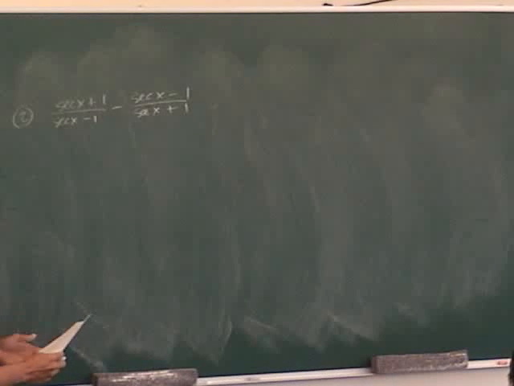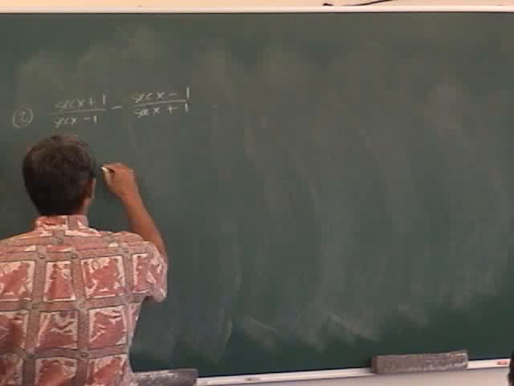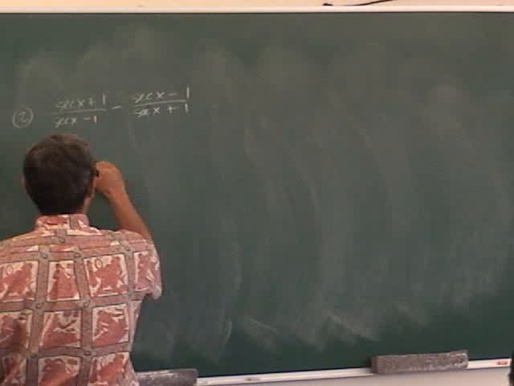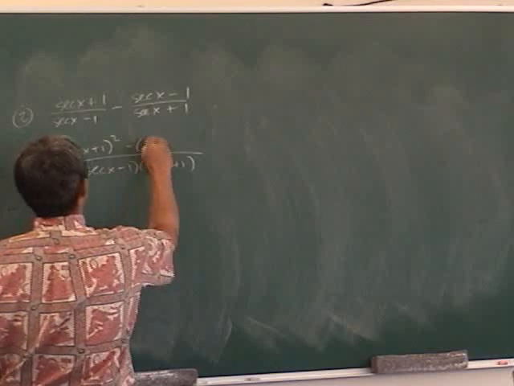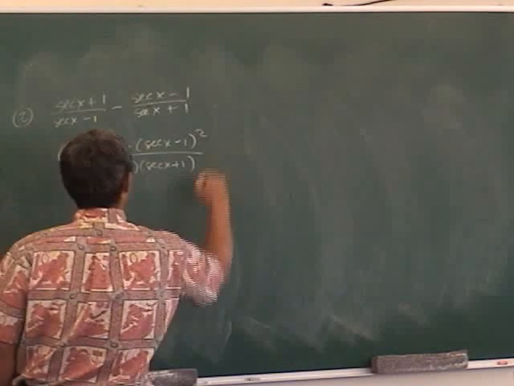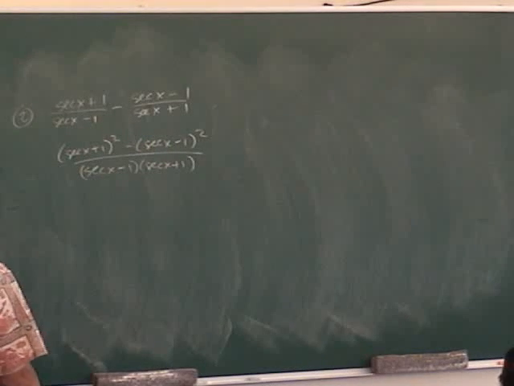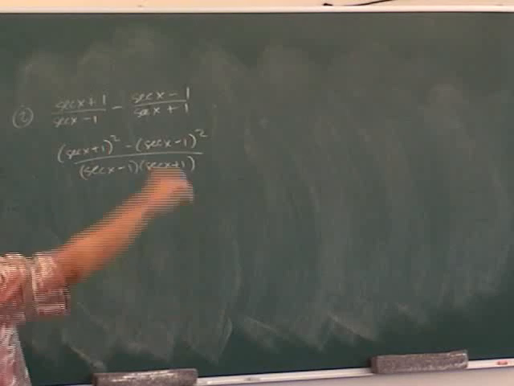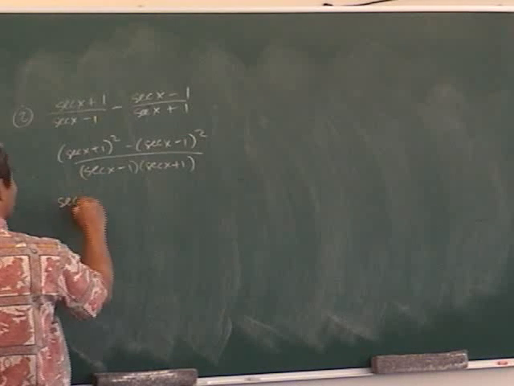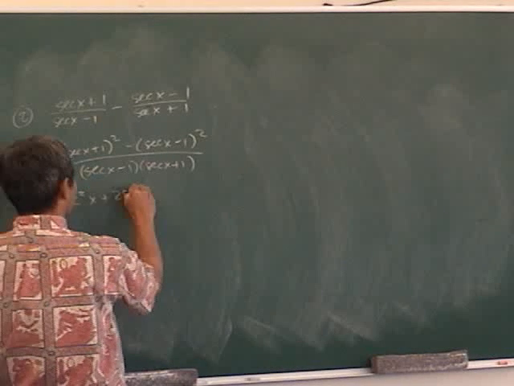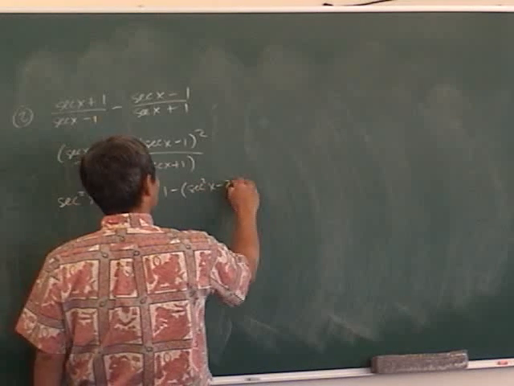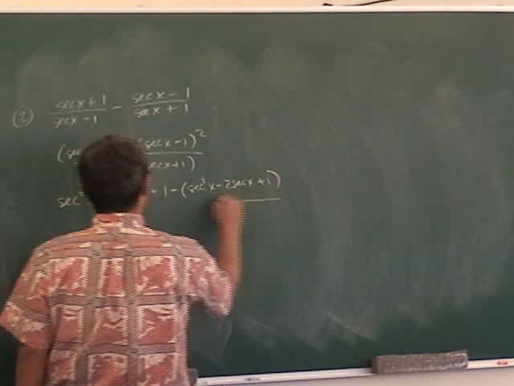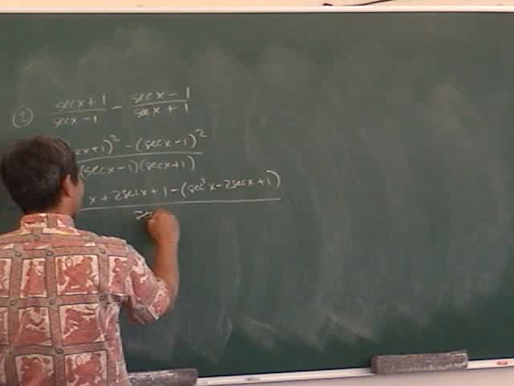Okay, so make a least common denominator. Whenever you're adding and subtracting fractions, that's what you do. Okay, so what's going to go on the top? Secant x plus 1 squared minus secant x minus 1 squared. Then what? Multiply it out! Secant squared x plus 2 secant x plus 1 minus secant squared x minus 2 secant x plus 1, all over secant squared x minus 1.